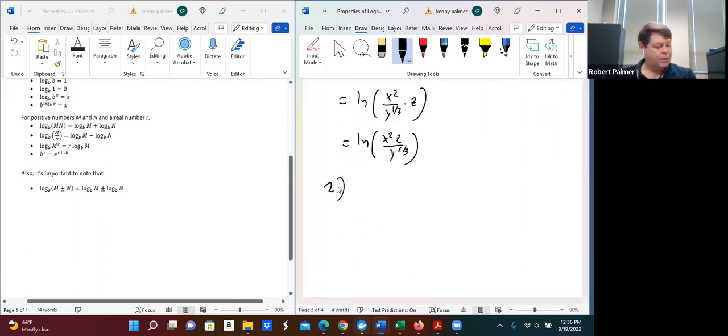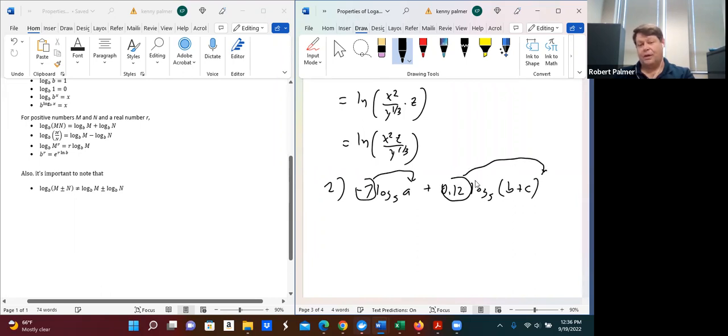Okay. And number 2, let's say we have this. So we have -7 times the log base 5 of a plus 0.12 times log base 5 of b plus c. Okay, so these are both log base 5s. As I did before, first thing is get rid of your coefficients, make them exponents. So I'm going to take this and bring it up as the exponent of that. And this 0.12, make it the exponent of this. Now here I'm taking the log of this whole thing.